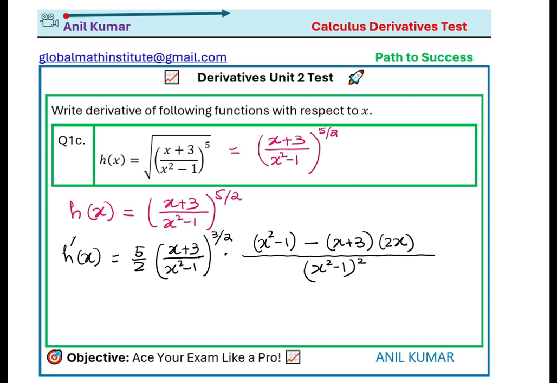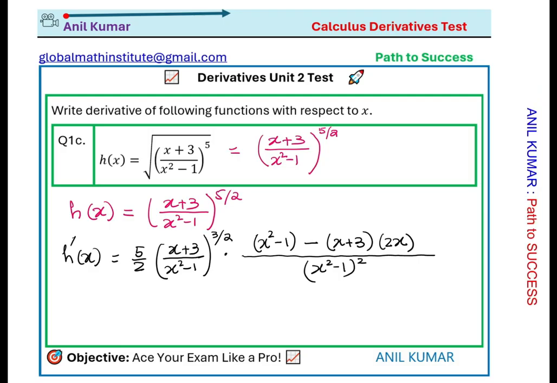So now you see we have 5 by 2 times x plus 3 over x square minus 1 to the power of 3 by 2 times x square minus 1 minus x plus 3 times 2x over x square minus 1 whole square. Now, if you have to simplify this, you see in the denominator we have x square minus 1 to the power of 3 by 2 and square. So they get added up, right? Correct. So when you add 3 by 2 plus 2, you make a common denominator. You get 7 by 2, right?